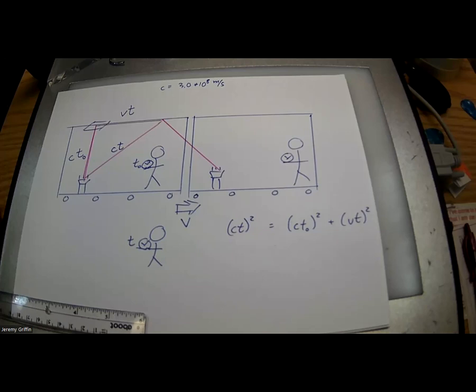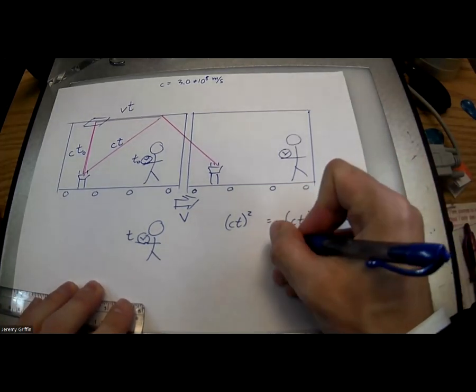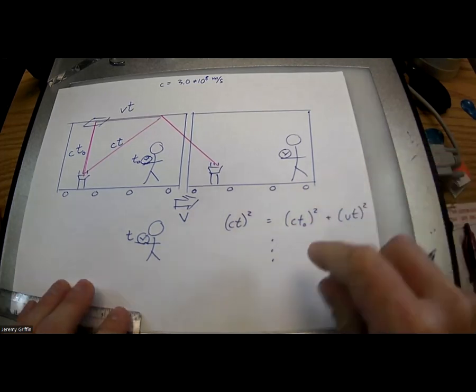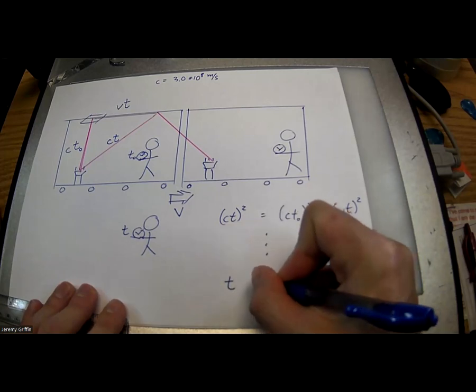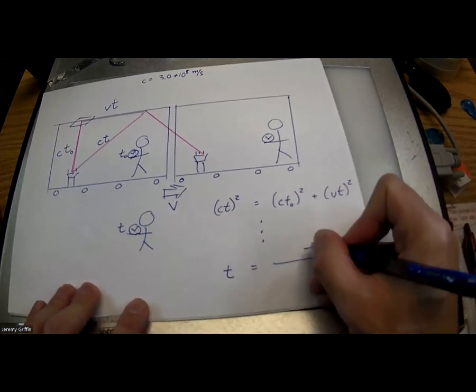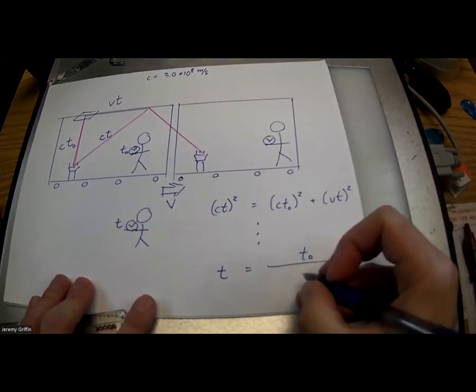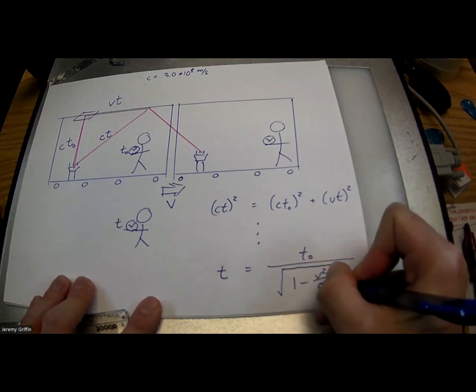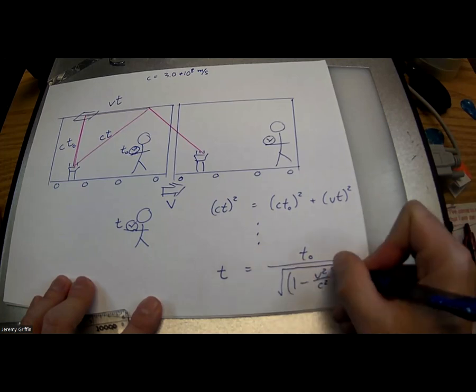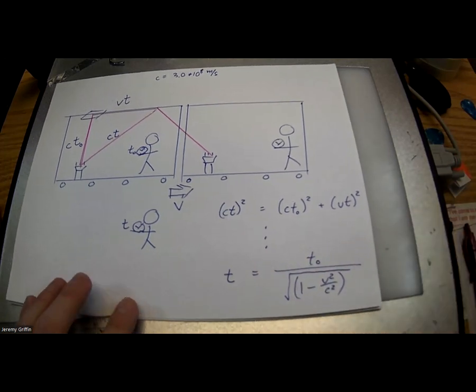Let me switch back over and write that out so it's a little bit neater. You could go through a bunch of algebra steps, but I'm just going to save about 5 minutes here in class and say that the end result is this. The outside guy's time is equal to the inside guy's time divided by the Lorentz factor, the square root of 1 minus v squared over c squared. Okay, you guys get that?